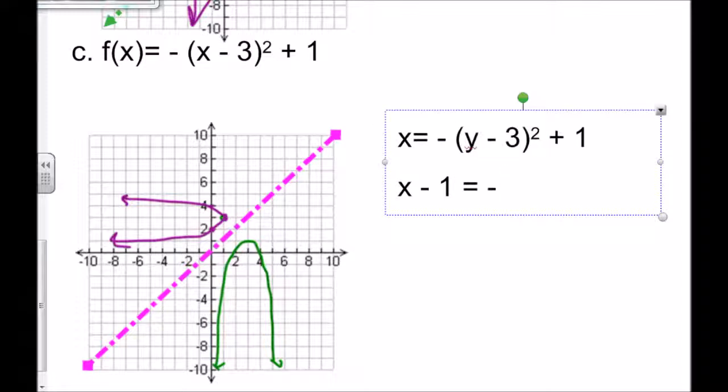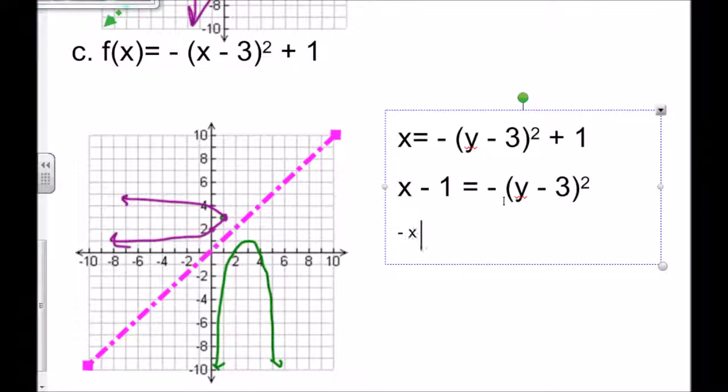Now, multiply or divide by negative 1. So this side will become negative x plus 1. Ugh, gosh, sorry about that. Negative x plus 1 equals (y minus 3) squared. Got rid of the negative here.